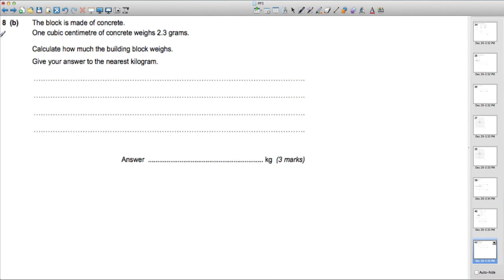Okay, question 8b. The block is made of concrete. 1 cubic centimetre of concrete weighs 2.5 grams. Calculate how much the building block weighs. Give your answer to the nearest kilogram. So you want to work out the mass of a building block. 1 cubic centimetre, so 1 centimetre cubed, weighs 2.3 grams.